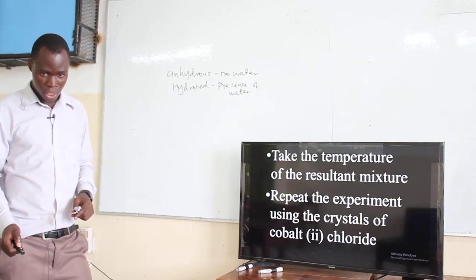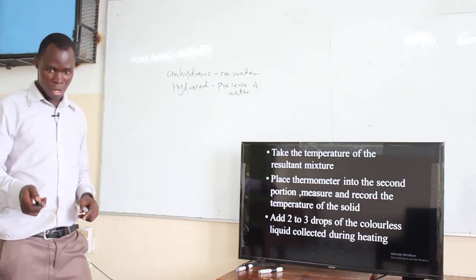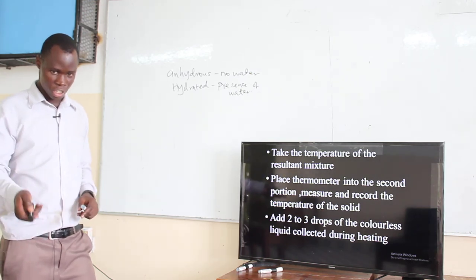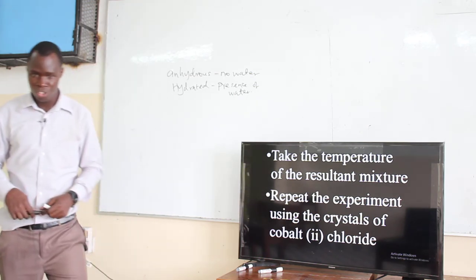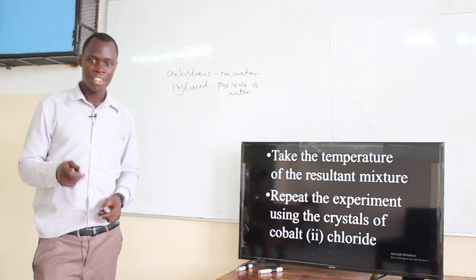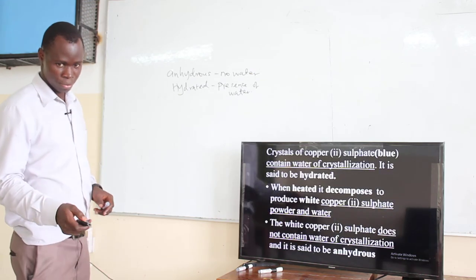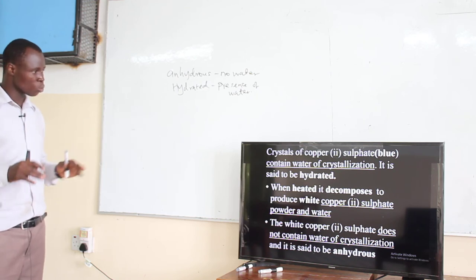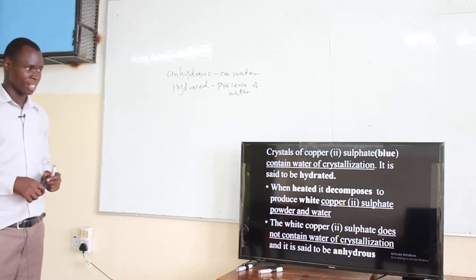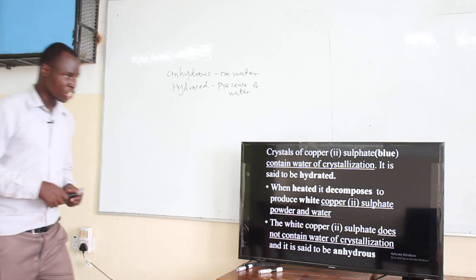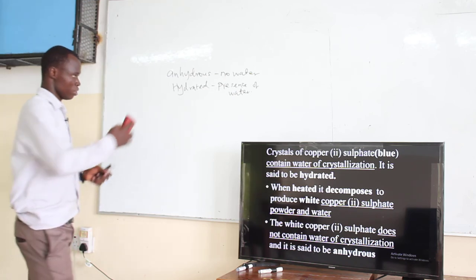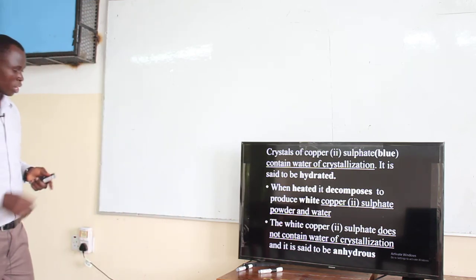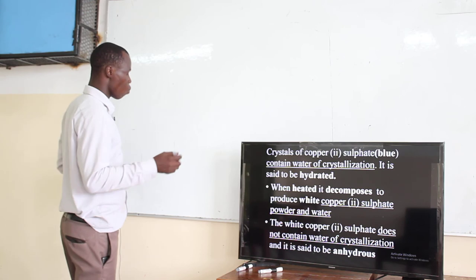Take the temperature, repeat the experiment, and add 2 to 3 drops of the colorless liquid collected during heating. Take the temperature of the resultant mixture. Repeat the experiment to see the crystals of copper 2 sulfate. Now, we find that hydrated copper 2 sulfate contains what we call water of crystallization. And when heated, it decomposes into copper 2 sulfate salt powder and water.